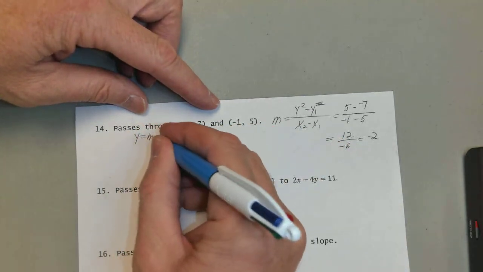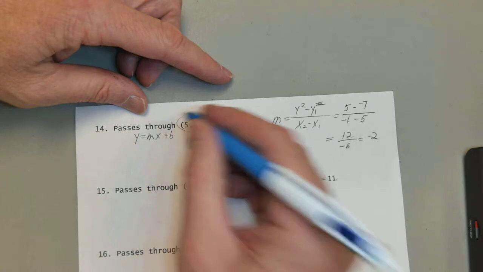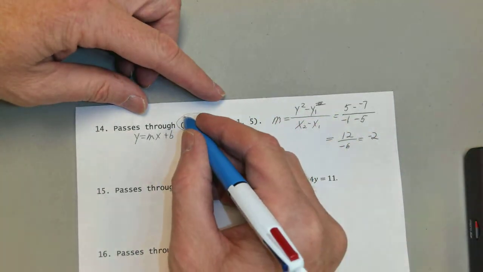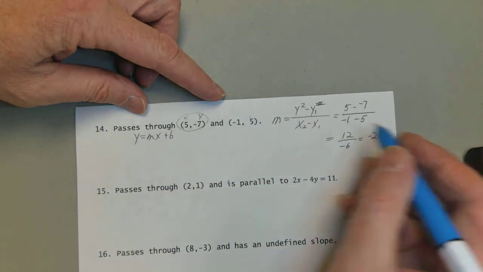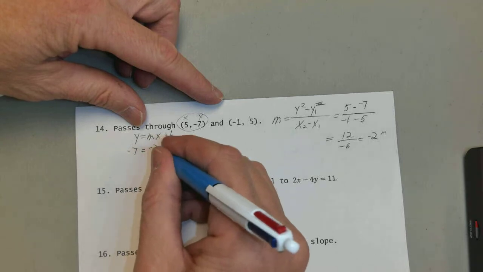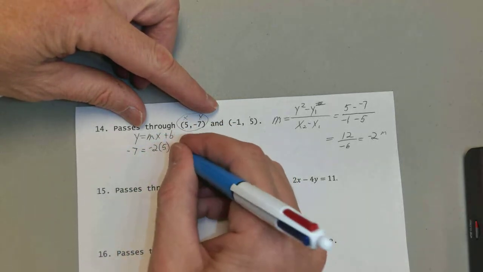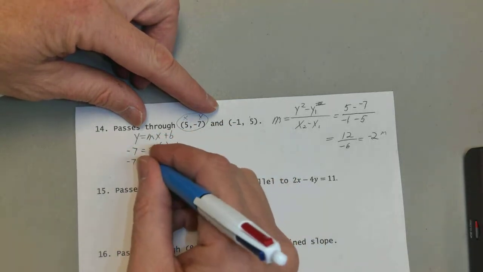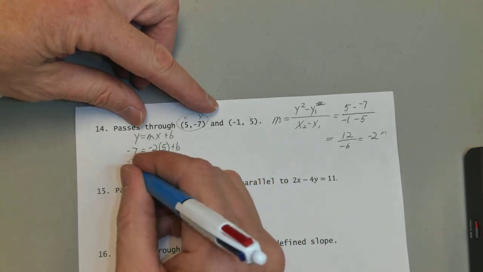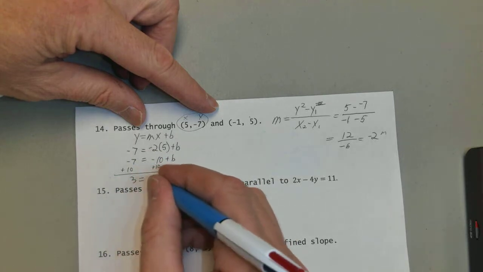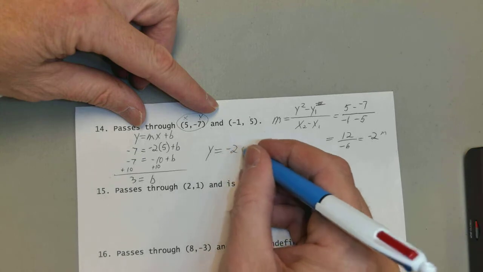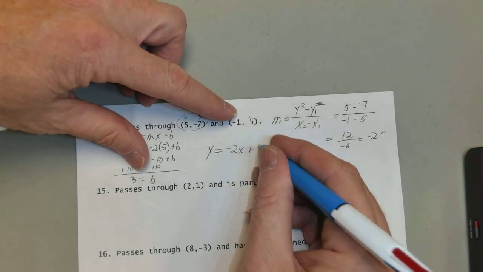And in y equals mx plus b, I'm going to choose these 2 points. It doesn't matter, I could choose these 2 points. But for my x and y, this is my m. Y, that's negative 7. M, that's negative 2. X, that's 5. And then plus b. So negative 7 equals negative 10 plus b. I'm going to add 10 to both sides. And I got 3 is equal to b. So y equals negative 2x plus 3.